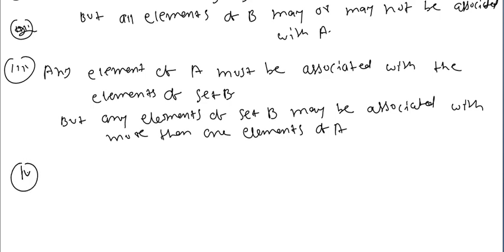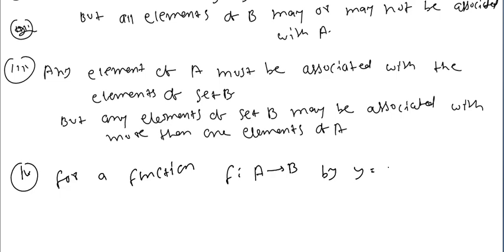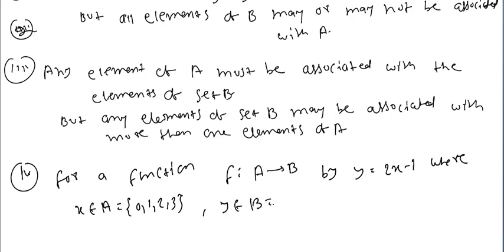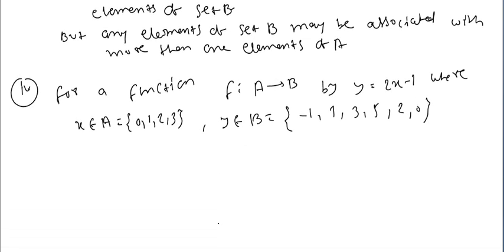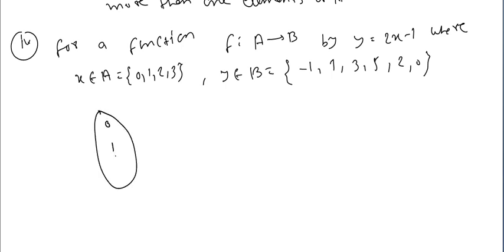Now the next point is that for a function f defined from set A to set B by y is equal to, suppose, 2x minus 1, where x belongs to A, that is A is 0, 1, 2, 3, and y belongs to B, which is minus 1, 1, 3, 5, suppose 2, and suppose the next element 0. That is, pictorially, set A has elements 0, 1, 2, 3, and set B has elements minus 1, 1, 3, 5, 2, 0.